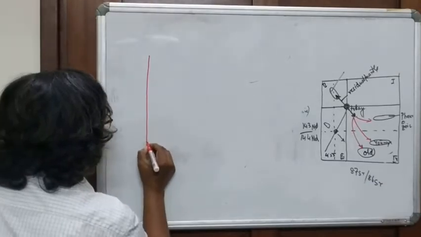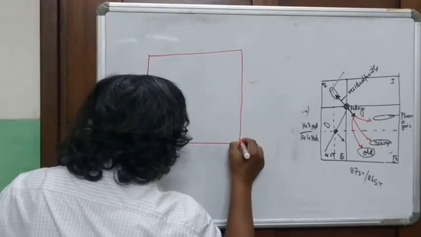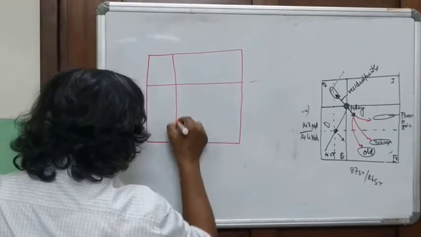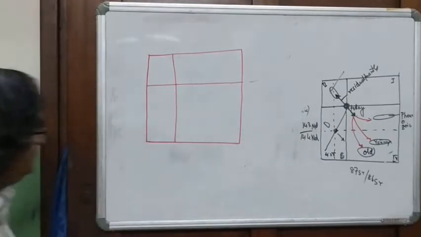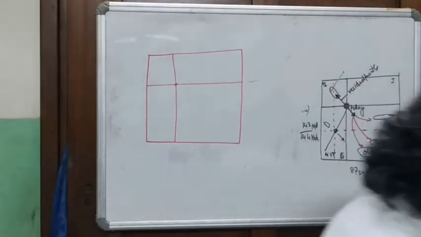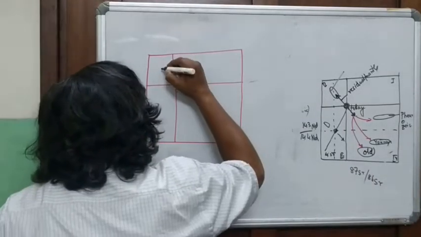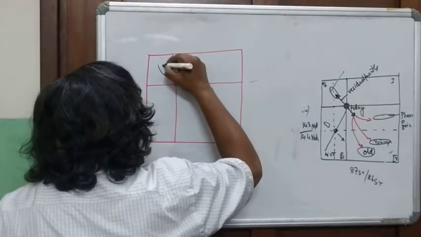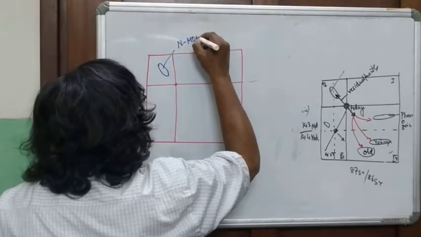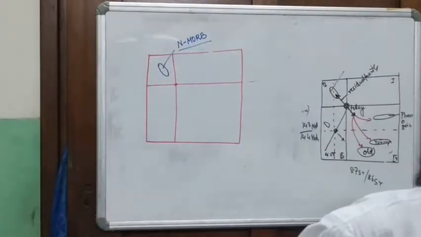So, I draw a diagram, and as before, I divide it into 4 parts. This is the bulk path. This is the place, this is the plot of N-MORB, normal MORB.